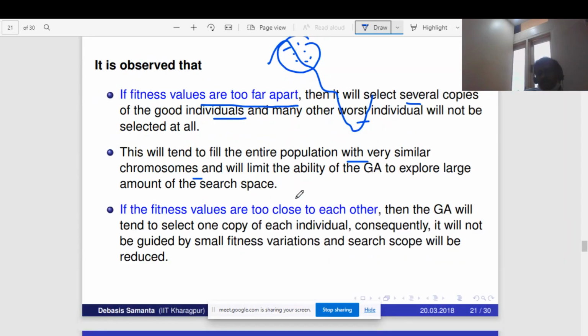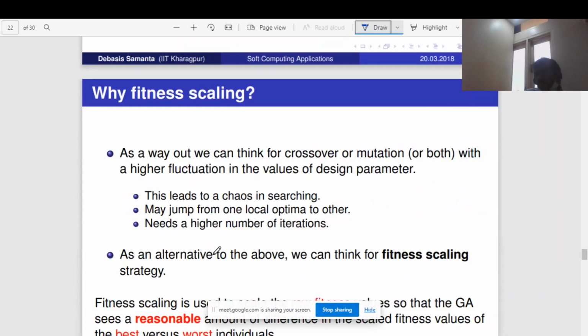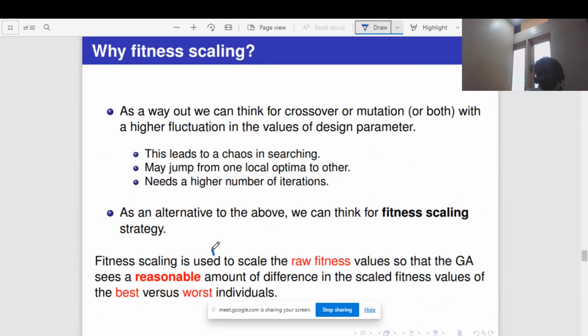In case 2, if the fitness values are too close to each other, the graph is like this, the top point and bottom point, the difference is very small. Then the GA will tend to select one copy of each individual. So it means everybody will be selected because all are lying in the same bracket. It is something like everybody is A grade. Consequently, it will not be guided by anything, so there is no variation, and the search scope will be reduced. So these two cases were problematic in the sense that the search may get stuck with local optima.